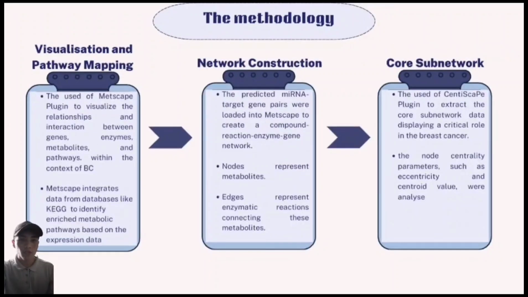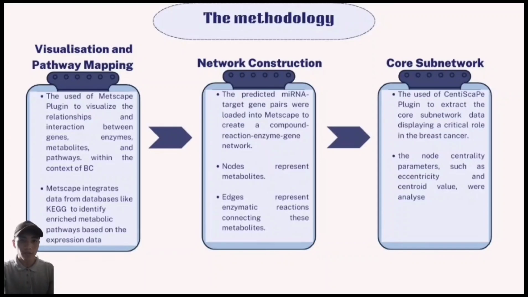Next, we will do visualization and pathway mapping. We will use the Metscape plugin to visualize the relationship and interaction between genes, enzymes, metabolites, and pathways within the context of breast cancer. Metscape will integrate data from databases like KEGG to identify enriched metabolic pathways based on the expression data.